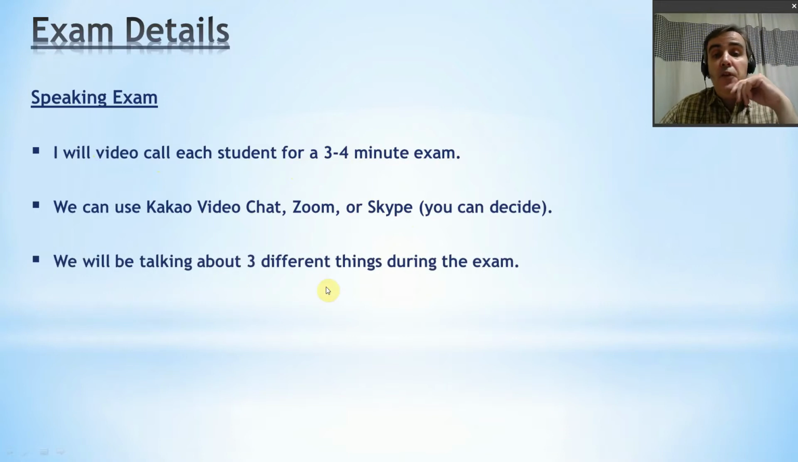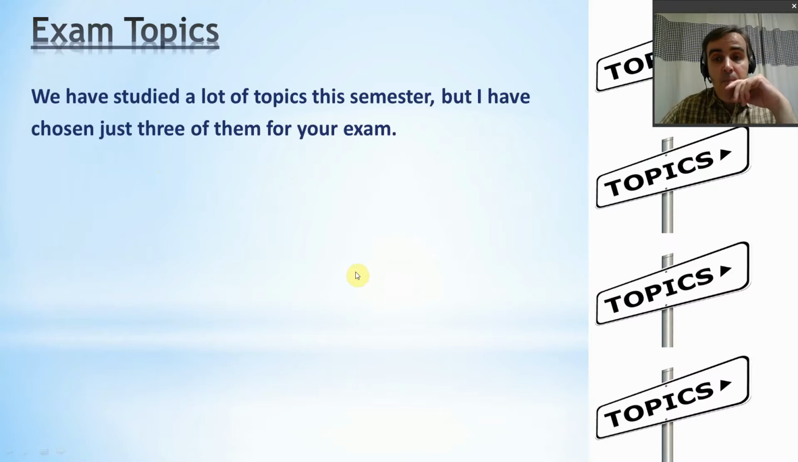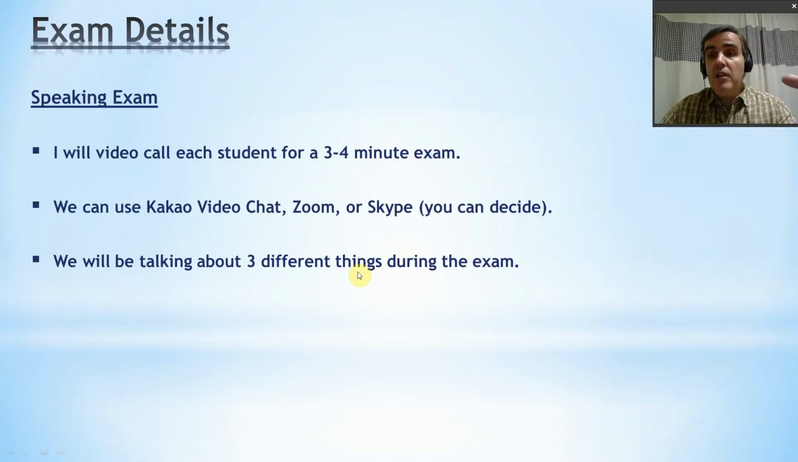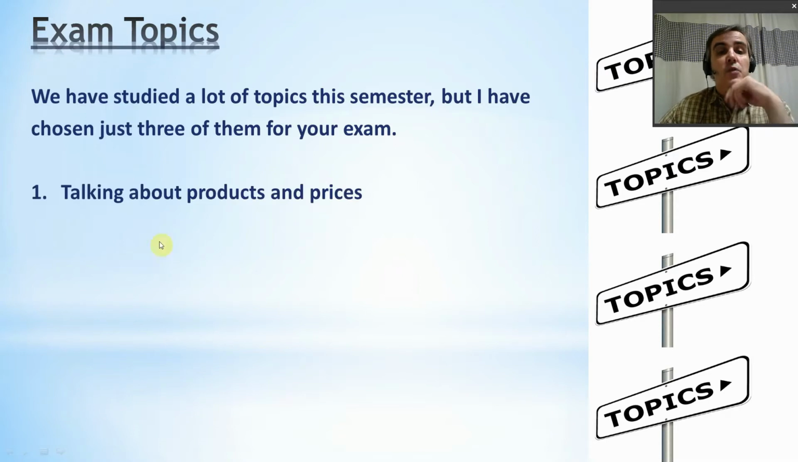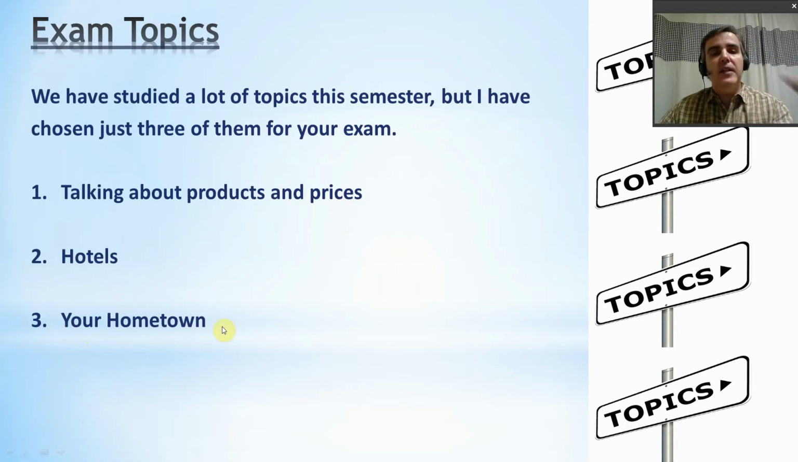We'll be talking about 3 different things during the exam. They are all things that we have studied in the class so far. So we have studied a lot of topics this semester, but I have chosen just 3 of them for the exam. Now, I tried to choose things that had different topics and covered some different skills. So the things that I have chosen are talking about products and prices, hotels, and your hometown. So these are going to be the 3 topics.